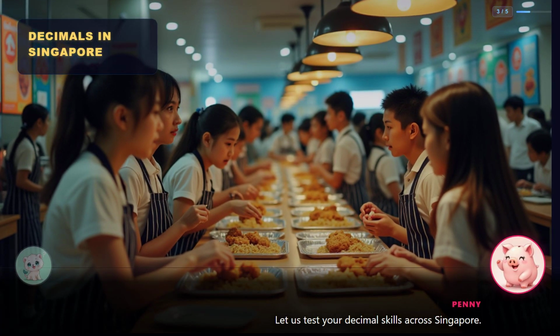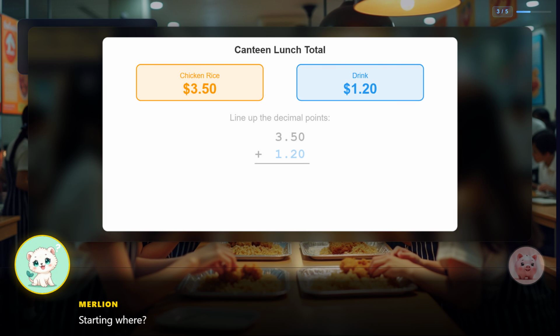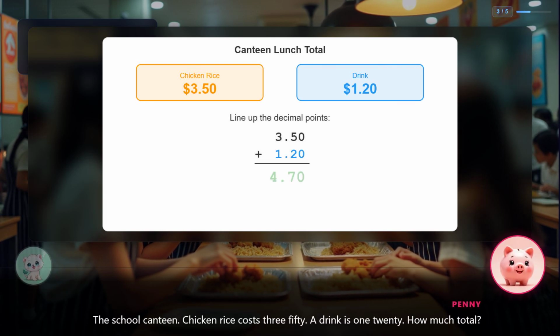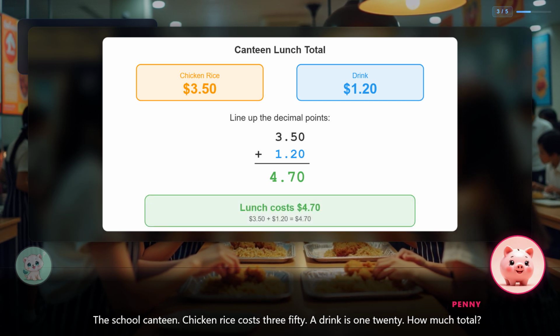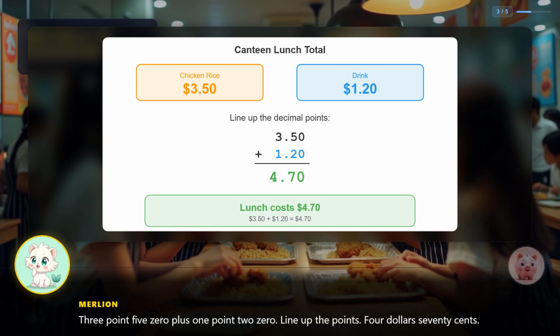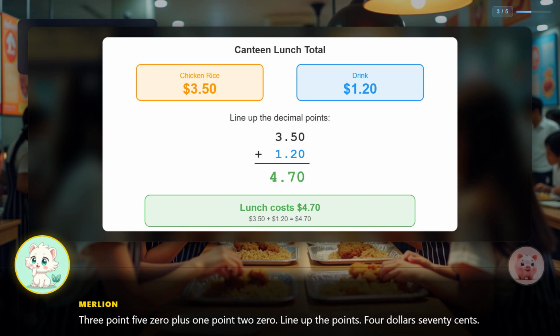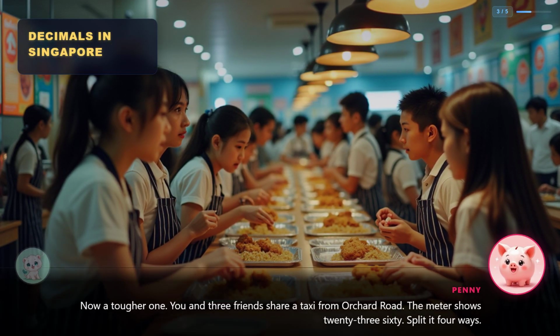Let us test your decimal skills across Singapore. Starting where? School canteen. Chicken rice costs $3.50. A drink is $1.20. How much total? 3.50 plus 1.20. Line up the points. $4.70.